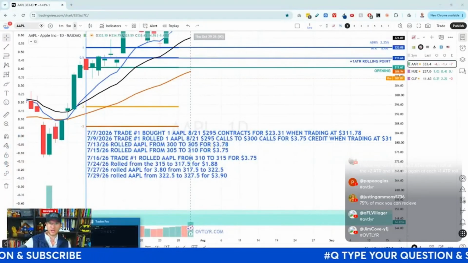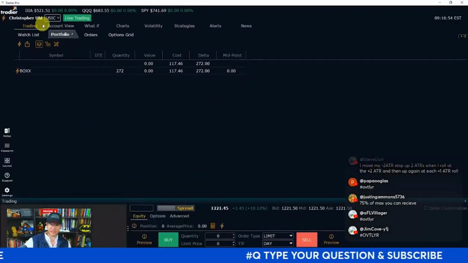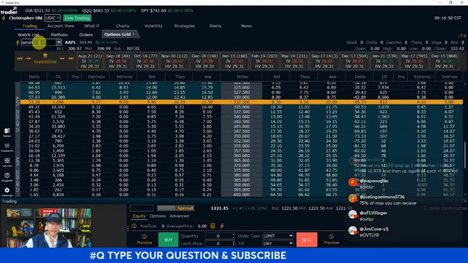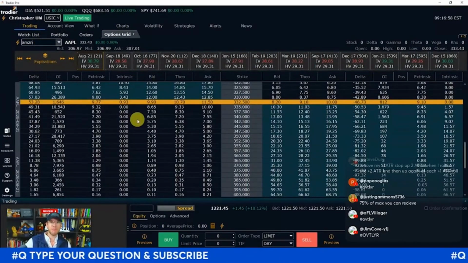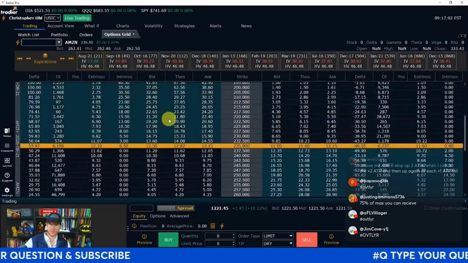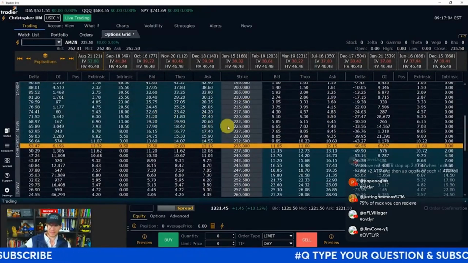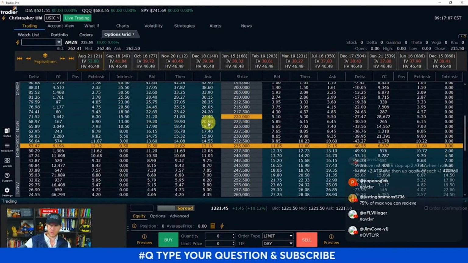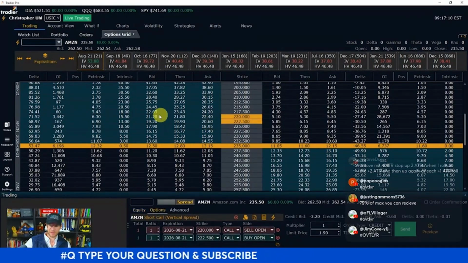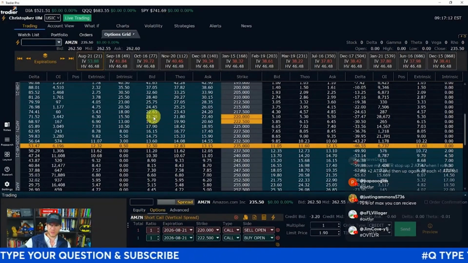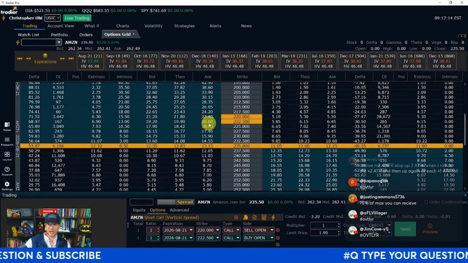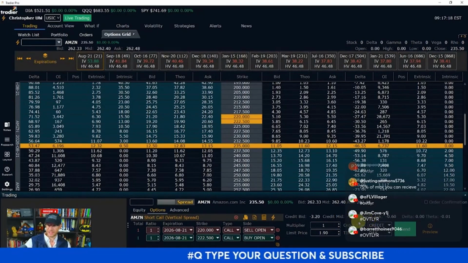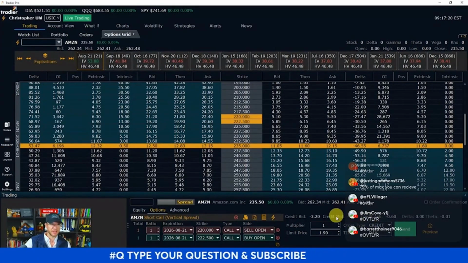Whenever you're looking to roll, the most you can get, and let's go to Amazon for Isaac here, the absolute 100% most that you can get to roll from any two strikes, from one to the next, is the width of these strikes. So for this example, moving from the 220 to the 222.5, you'd be selling to close the 220, assuming you already owned it, buying to open the 222.5. And right now, that's a credit of $1.90.